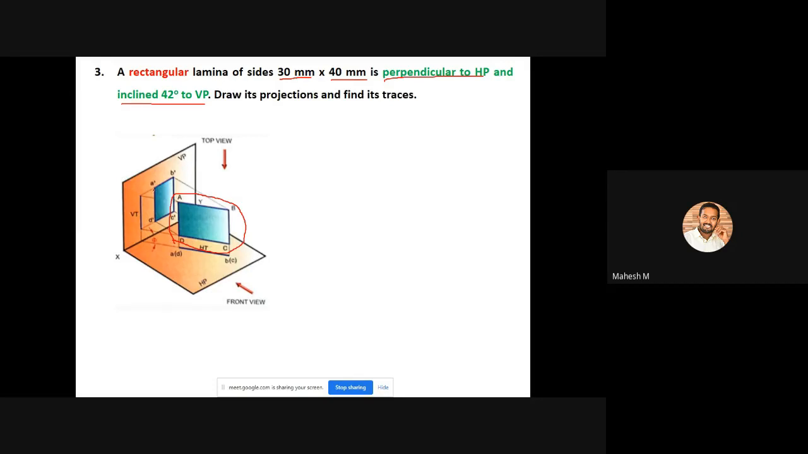So you will have a reduced rectangle as the front view, and an inclined line in the top view. Initially you have to draw the inclined line first, because in the front view we have a reduced rectangle and we don't know the reduced value. So make the 42-degree inclined line. Since it is inclined to VP, mark the angle as phi.